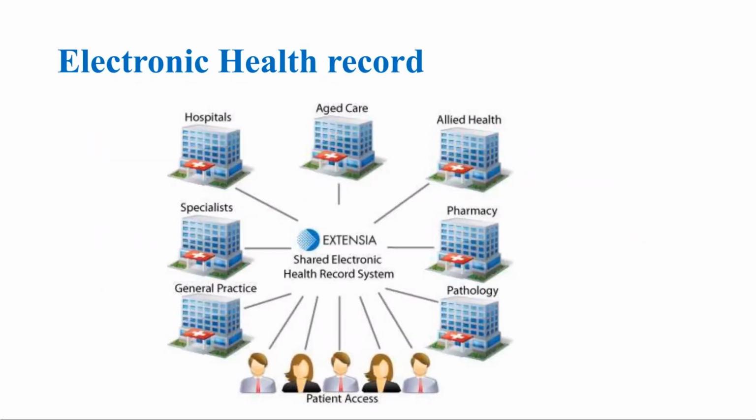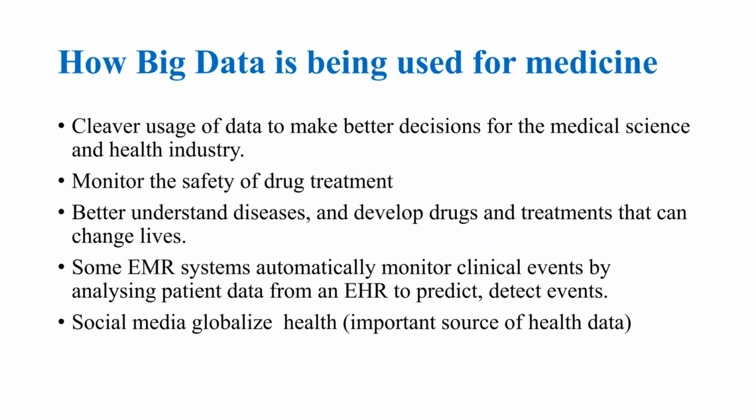This is a distributed system of a hospital which is divided into, for example, an aged care hospital, an allied health hospital, a pharmacy, a pathology department, a general practice department, a ward, and a specialist ward. All the patients have access to these electronic health record systems, and each system is generating its own data, and all of this data is stored and then used further for future research. The patient also has access to this data because they need to know what their health is saying to them. So now, how is big data being used for medicine?